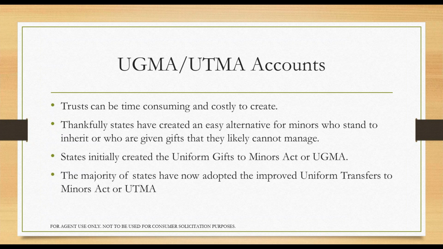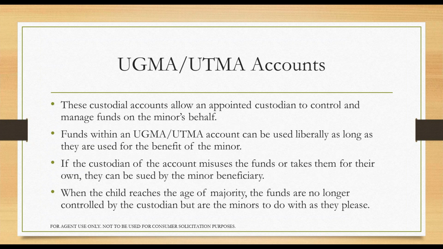And she could have named her sister as an UTMA custodian for the benefit of Connor, and then it would have been clear that while her sister would have collected the death proceeds, she would have been required to use those proceeds for Connor's benefit. And if she failed to do so, Connor could have sued her for misappropriating the funds, for stealing the funds if she didn't use the funds for his benefit.